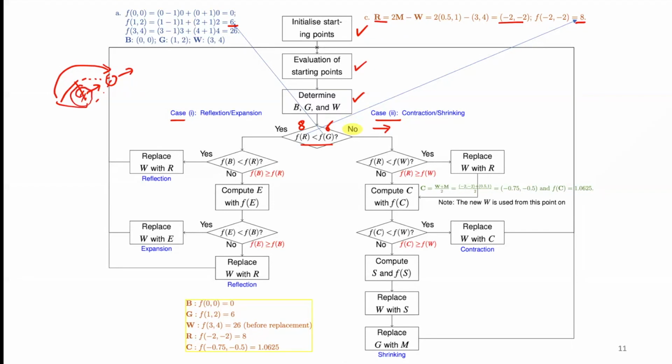So we are going to do the contraction or the shrinking. This is the rationale. We believe that it will happen. There's no guarantee, but we just try. Okay.